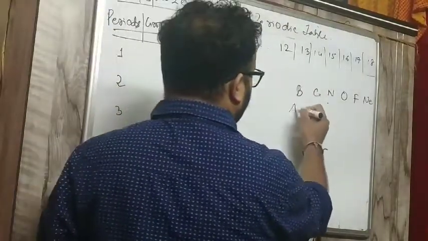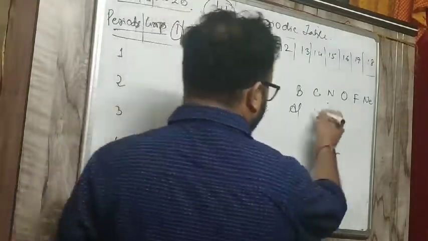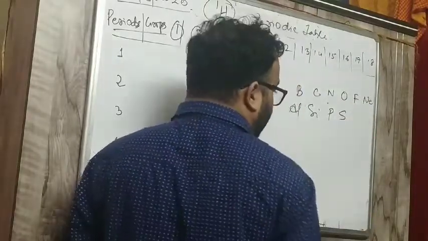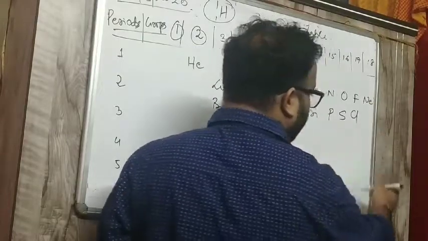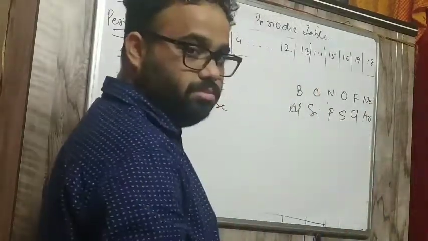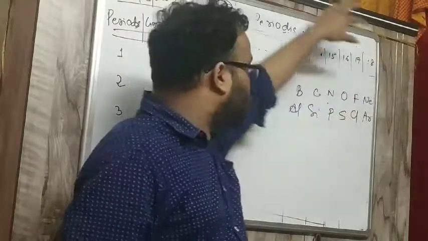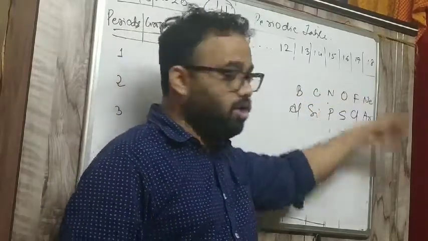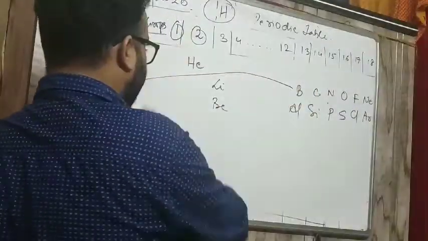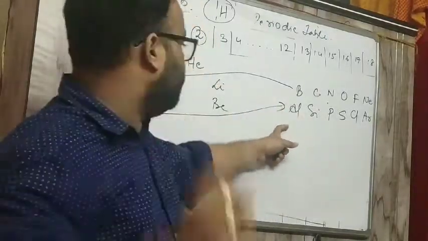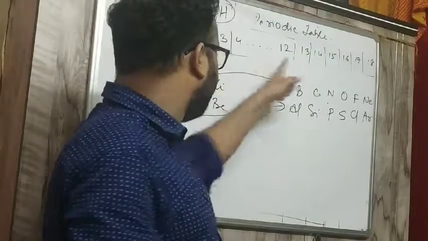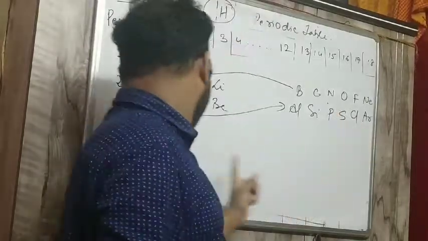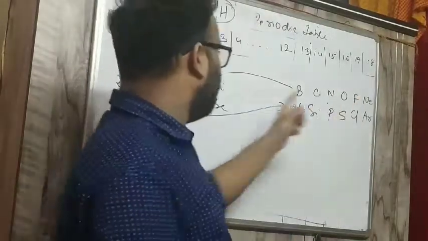After boron you have aluminium here. After carbon you have silicon here. After nitrogen you have phosphorus. After oxygen you have sulfur. After fluorine you have chlorine. And after neon you have argon. I am especially considering groups 13 to 18. So in the second period, from group 13 onward, you have boron, carbon, nitrogen, oxygen, fluorine, neon. Then in the third period: group 13, aluminium; group 14, silicon; group 15, phosphorus; group 16, sulfur; group 17, chlorine; group 18, argon.